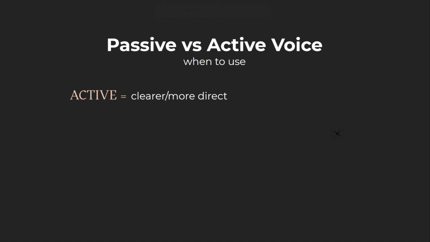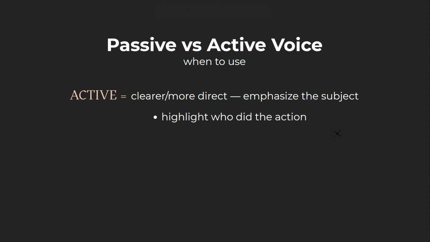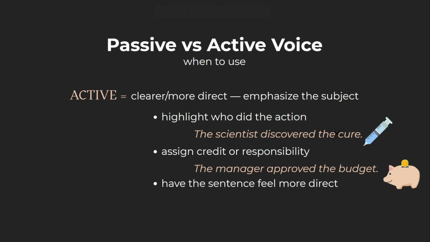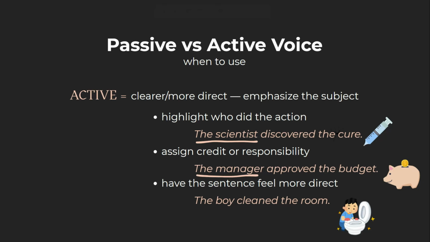It tells us right away who is doing what. That's especially helpful when we want to emphasize the subject. For example, if you want to highlight who did the action, "the scientist discovered the cure," assign credit or responsibility, "the manager approved the budget," or for the sentence to feel more direct or impactful, "the boy cleaned the room." In each of these, the focus stays on the subject, the scientist, the manager, or the boy, which helps make the sentence more active and easier to follow.